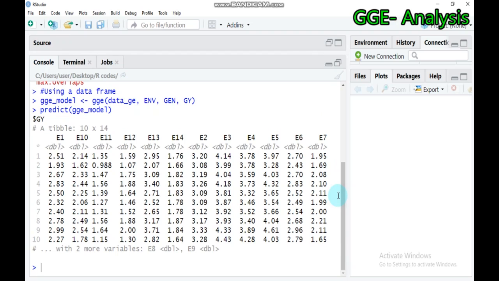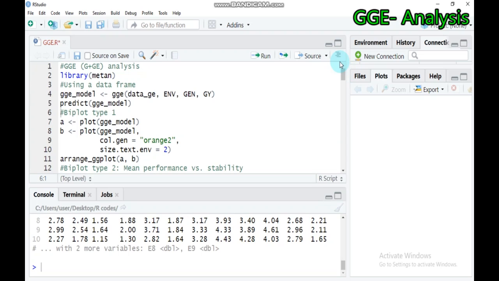So the predict is the S3 generic function that is used to predict the response variables in a two-way table based on the genotype plus genotype-environment interaction model. This prediction is based on the number of principal components that you have used. So this is about the model.